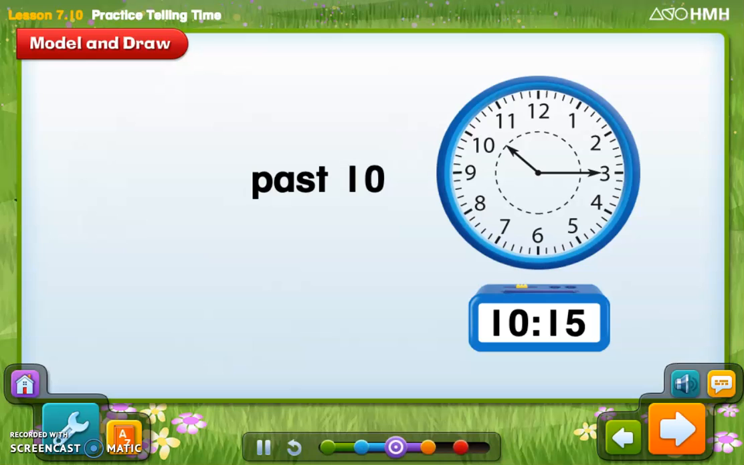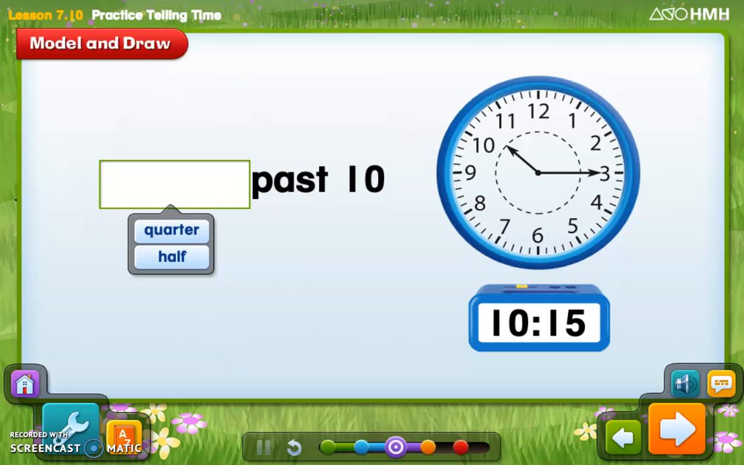What is another way to say 10:15? So another way to say 10:15 is you could also say 15 minutes past 10, like we did on the last one, because it's 10:15, so 15 minutes after 10 o'clock. And again, when the minute hand is on the 3, we could say quarter past 10 as well.